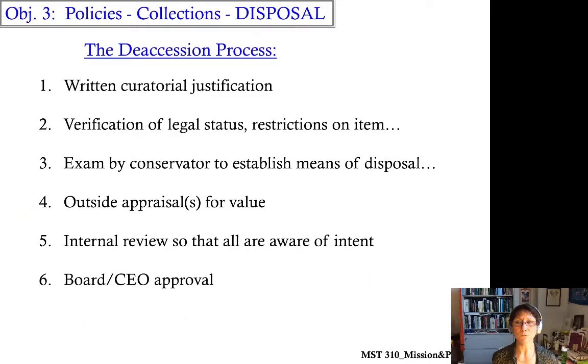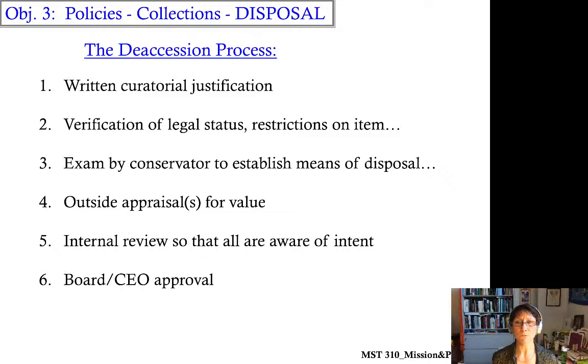So what is the de-accession process? So it's basically the reverse of what you did to acquire it in the first place. So there's a written curatorial process that's drawn up. A written curatorial justification for why you want to get rid of the object. There's a review of the legal status and restrictions. So are you actually legally allowed to de-accession the object? A conservator or someone is going to evaluate the object to determine its current state. So has it deteriorated? What kind of condition is it in?